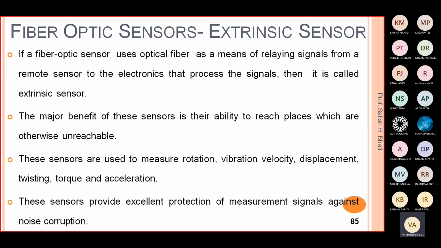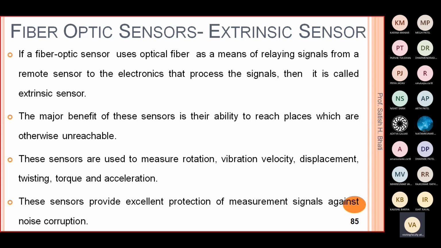extrinsic sensor. How do we define this type? If a fiber optic sensor uses the optical fiber as a means of relaying signal from a remote sensor to the electronics, so it has some electronics that process the signal, then you can call it an extrinsic sensor, or extrinsic type of fiber optic sensor. The major benefit of this type of sensor is their ability to reach places which are unreachable, very difficult to reach. That kind of remote places we can use this type of sensor.